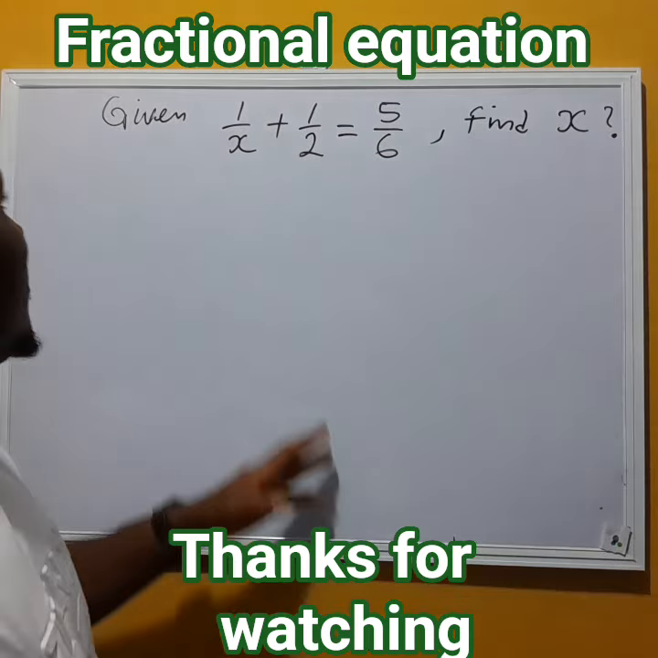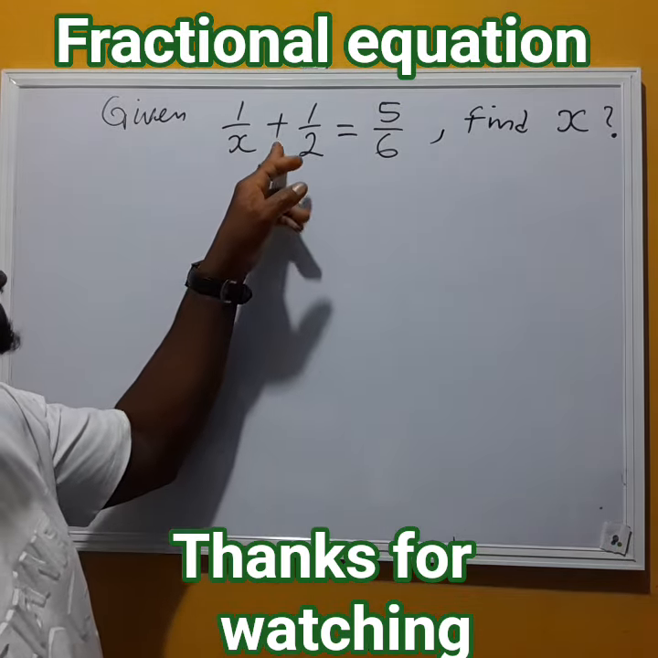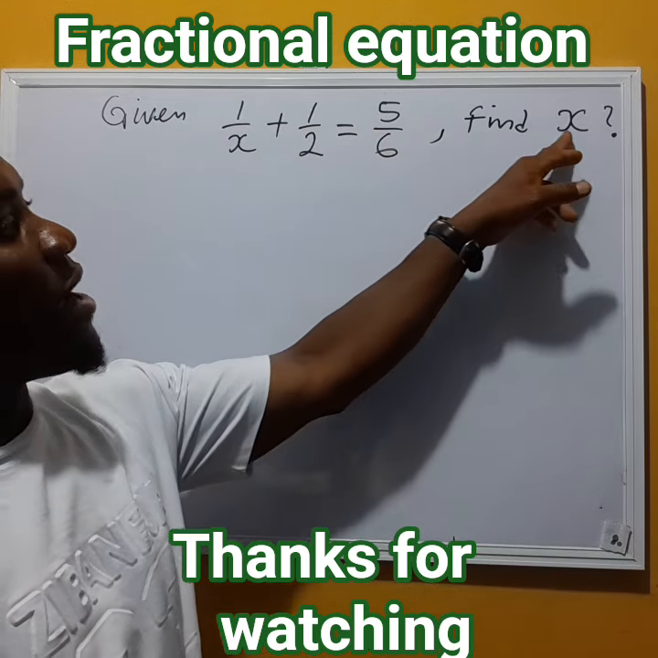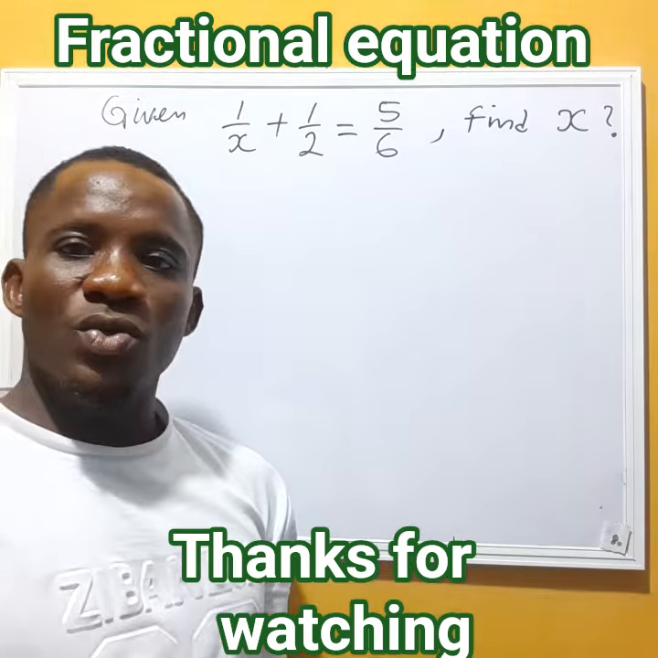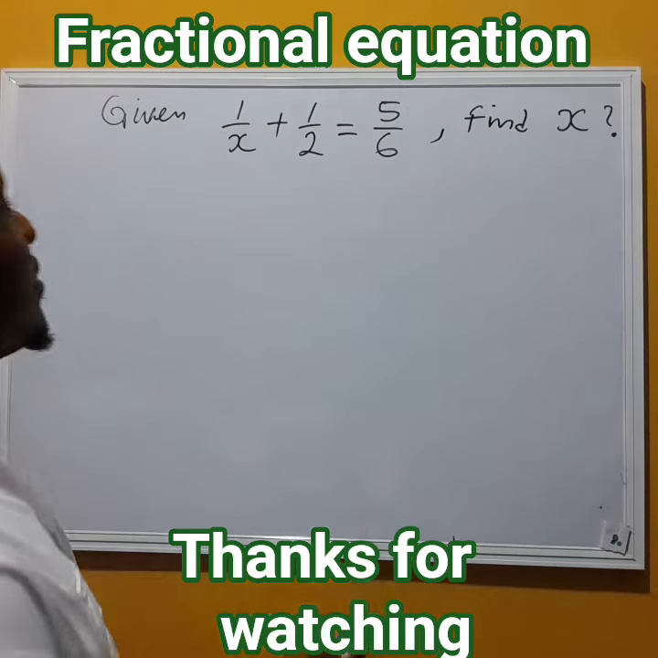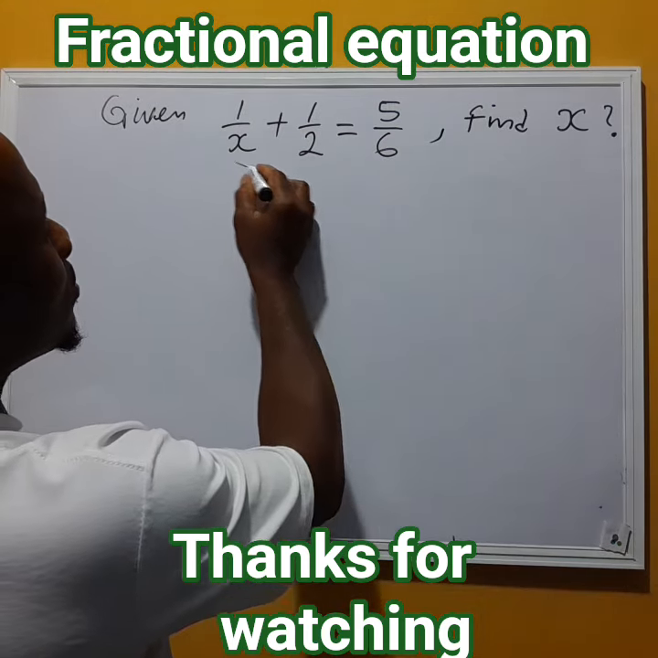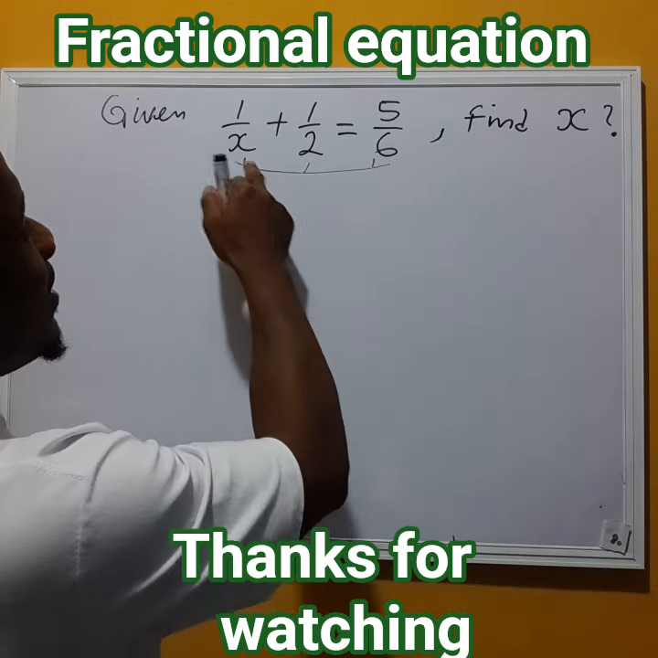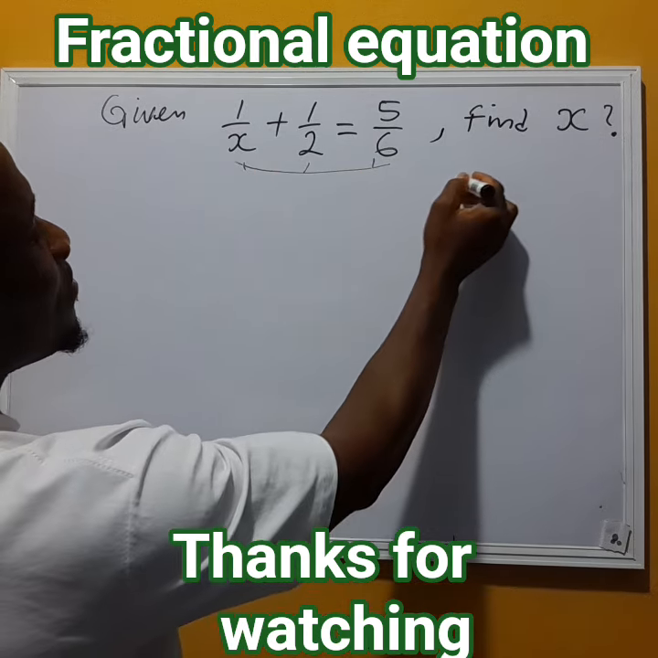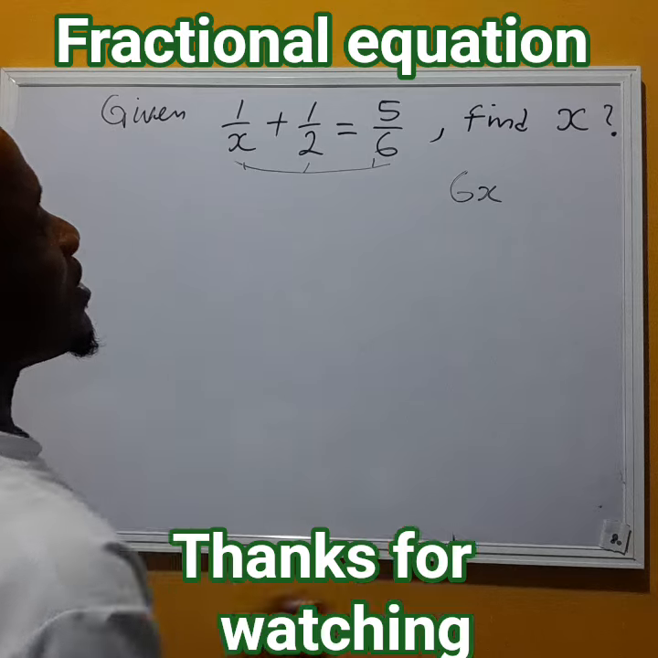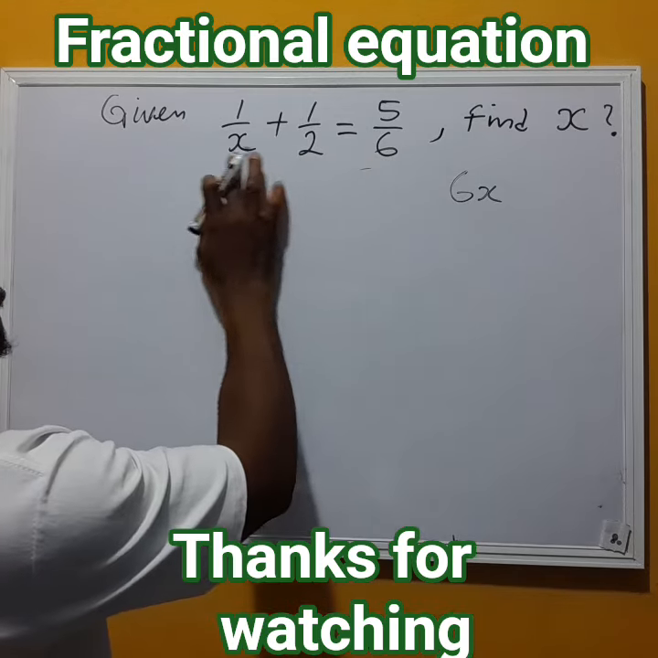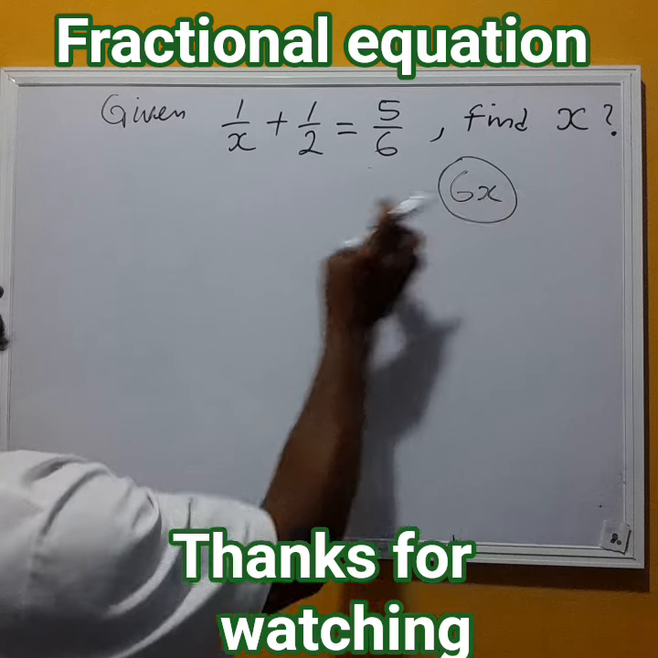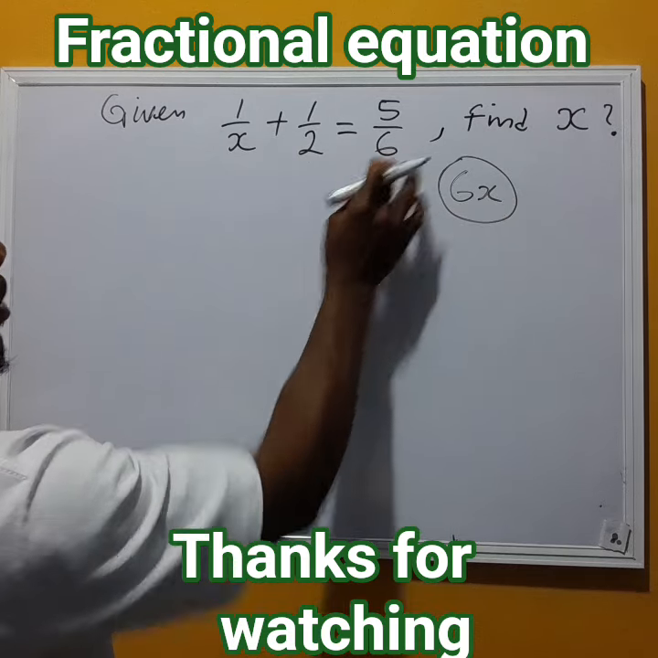In today's lesson, we are given 1 over x plus 1 over 2 equals 5 over 6, to find the value of x, okay? So to solve this kind of problem, first, you consider the denominators by taking their LCM, okay? So when you find the LCM of the denominators, you have the LCM to be 6x, all right? So this 6x as the LCM, use it to multiply each term here, okay?